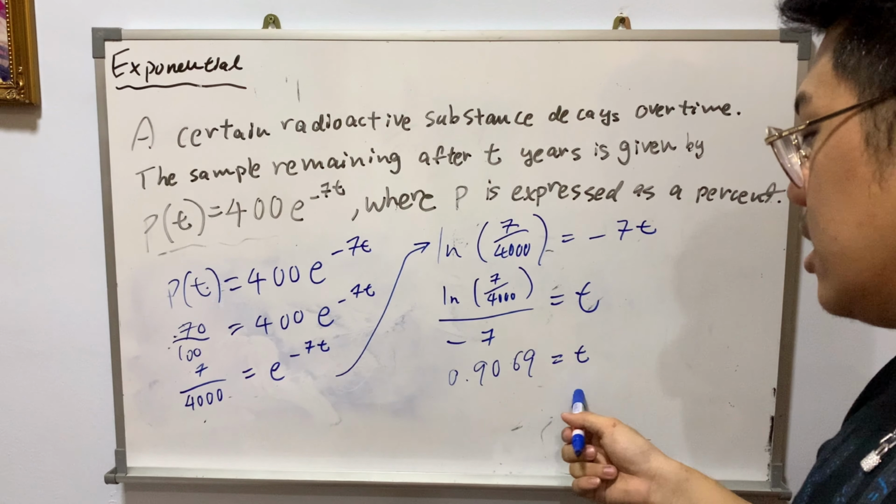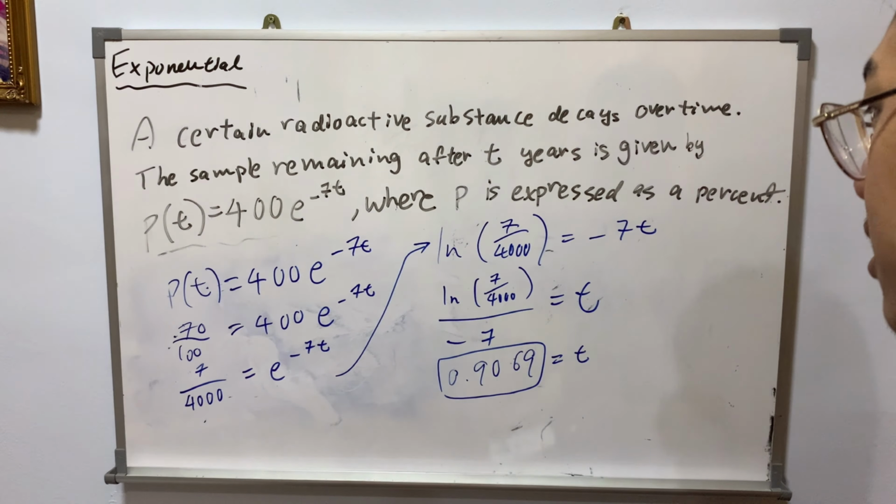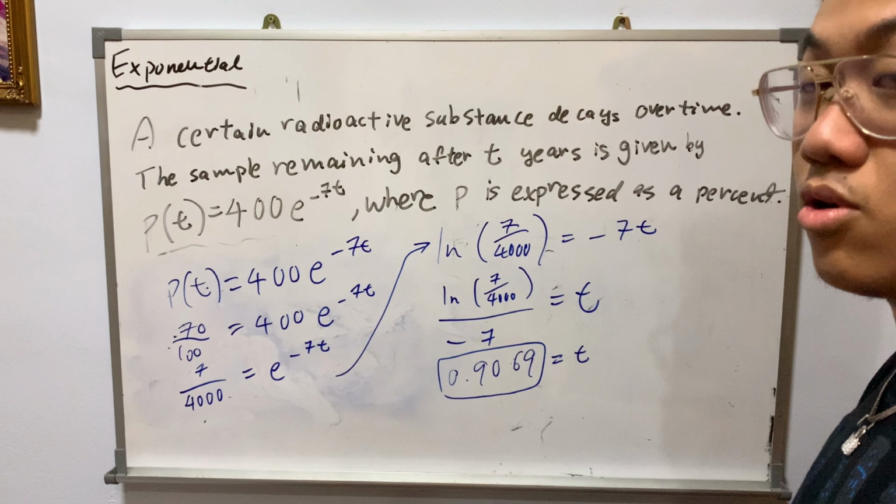So your answer should be t equals 0.9069. Using this, we can find the rate of decay of the original sample. Feel free to pause the video to copy the answer.